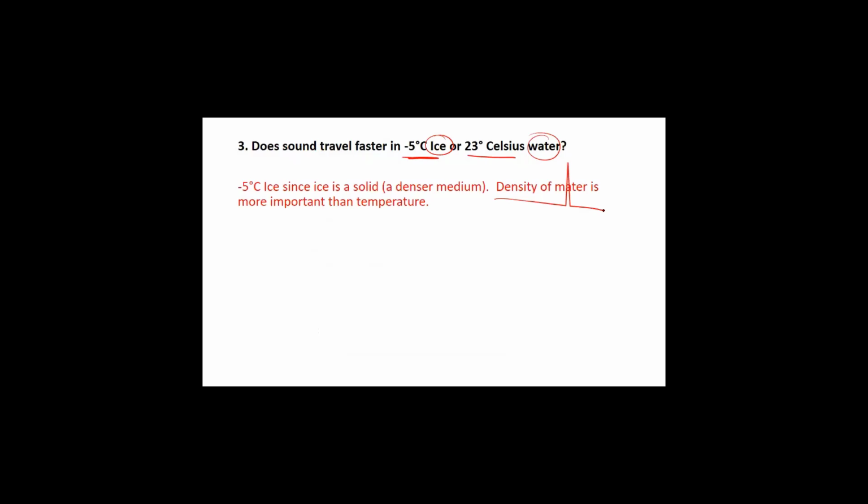So you might want to write this down. This is what I was talking about before. Temperature is important. Higher temperature, the faster sound goes, but it will always be faster in a solid than a liquid. So if it's changed its phase and it's already in a different phase, it might not work itself out. You always want to look. If this was 5 degrees Celsius water and 23 degrees Celsius water, it would have been the 23 degrees Celsius water. But this is not. This is ice and water. And unless you did something special, most likely you're not going to have negative 5 degrees Celsius water. It would be ice already. Got it?